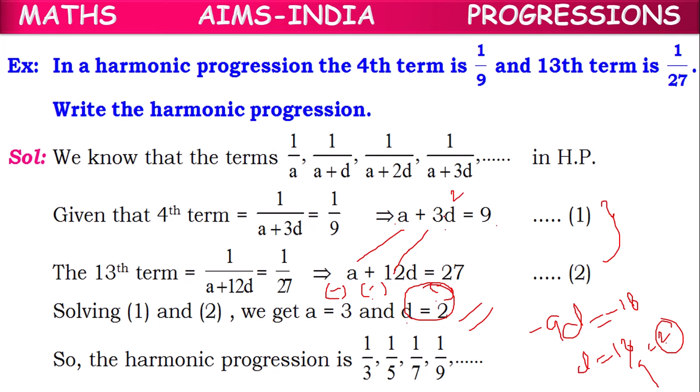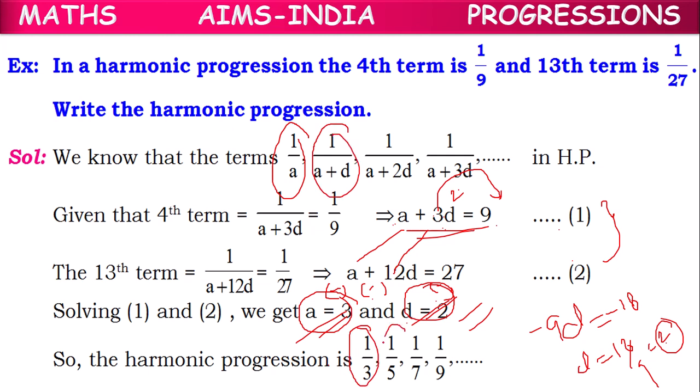If we put the d value 2 in the first equation, a plus 3 into 2, which is 6. 6 goes to that side, so 9 minus 6 equals 3. The a value will come as 3. So after solving 1 and 2, we get a as 3 and d as 2. Now the harmonic progression is 1 by a, which is 1 by 3. Next, 1 by a plus d, 1 by 3 plus 2, which is 1 by 5. 1 by a plus 2d, 1 by 3 plus 2 into 2, which is 1 by 7, then 1 by 9 and so on. We will get the HP.